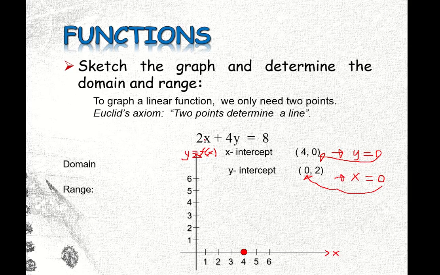When x equal to 0, 2 times 0 is 0. So you have 4y equal to 8. Now solving for y, divide both sides by 4. So 4y divided by 4 is y. So y equal to 8 divided by 4 equal to 2. So you have the other point, 0, 2. So when x equal to 0, y is 2. So we are at this point. That is the second point.